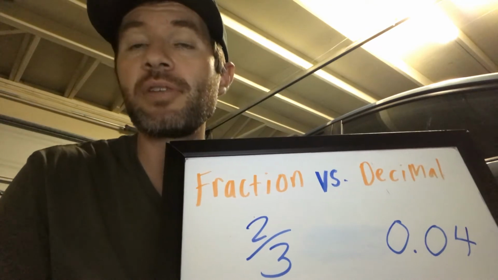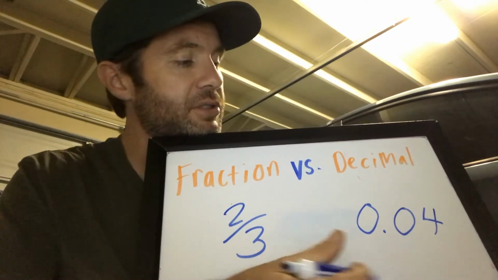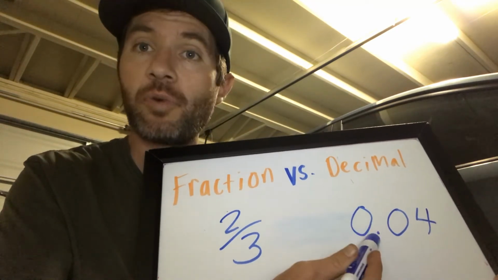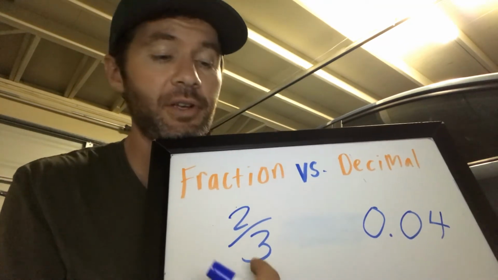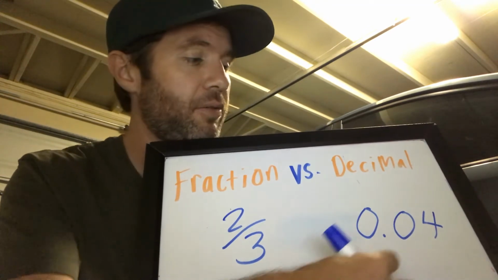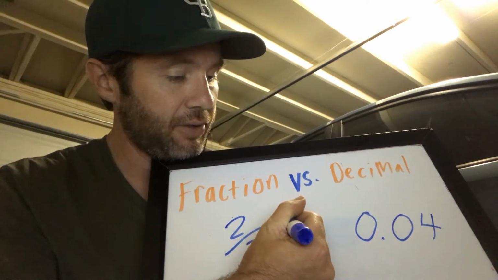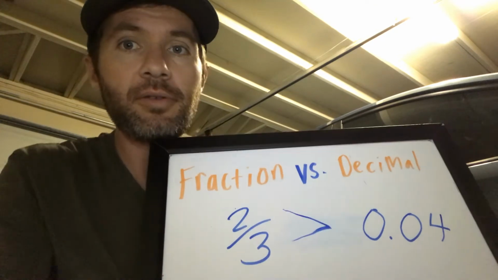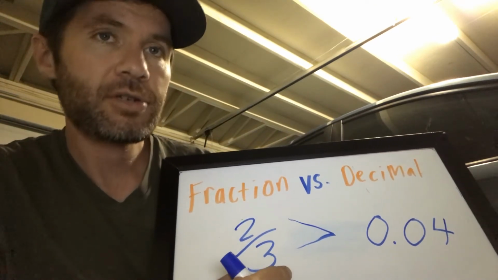Sometimes it might be pretty straightforward, like my first example here. We have 2/3 versus 4/100ths. And as long as you know that this is 4/100ths, and this says 2/3, you'll know right away that having 2/3 of something is much more than having 4/100ths of something. So you could easily, as long as you know the concept of fractions and decimals, tell that this here, 2/3, is greater than 4/100ths. And we can use the symbol to show that.